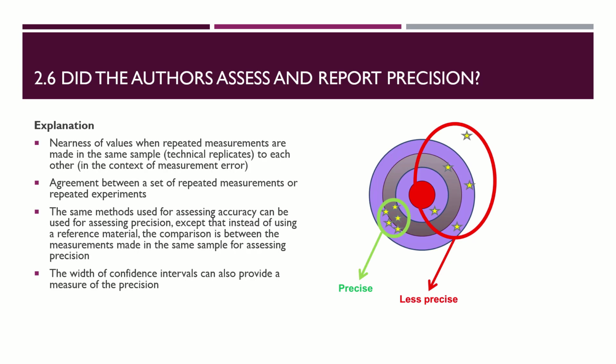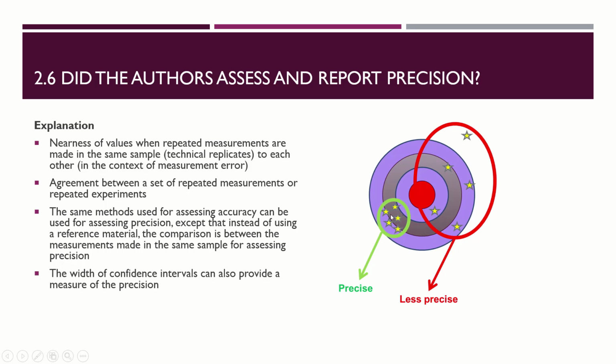Okay, so the next signaling question is related to precision. Did the authors assess and report precision? What do we mean by that? Precision is the nearness of values when repeated measurements are made in the same sample. That's called technical replicates to each other in the context of measurement. Okay, so precision has other meanings when used in the confidence interval setting. Here, in the context of measurement error, we are talking about nearness of values when repeated measurements are made in the same sample.